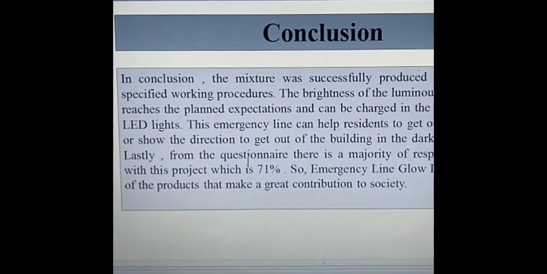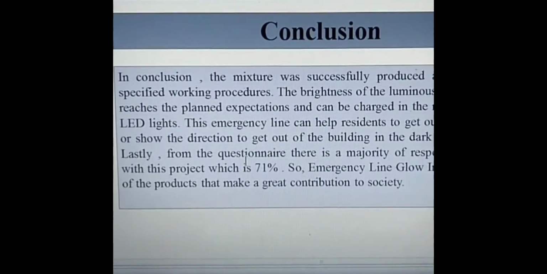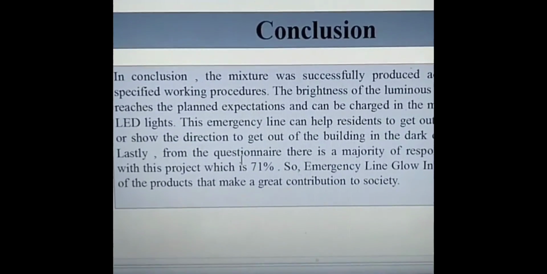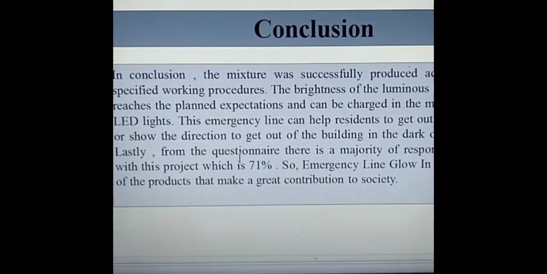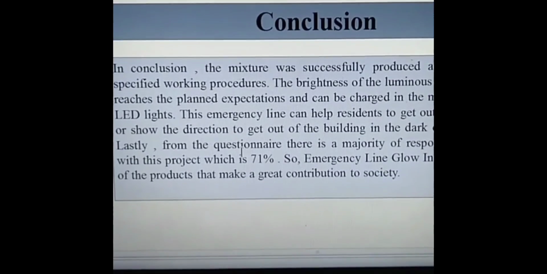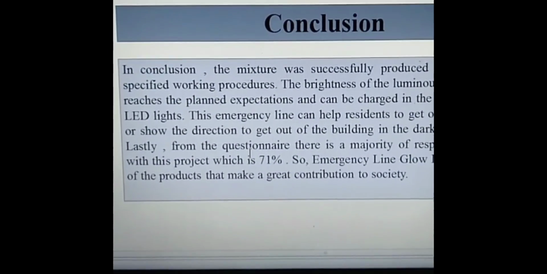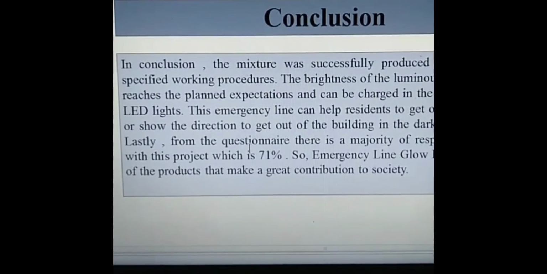And next one is from the questionnaire. The result shows that 71%, which is the majority of the respondents, agreed to this product. Lastly, emergency line glow in the dark is one of the products that may contribute to the safety of our society.